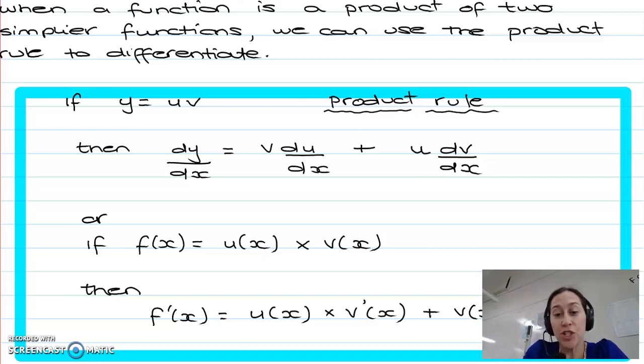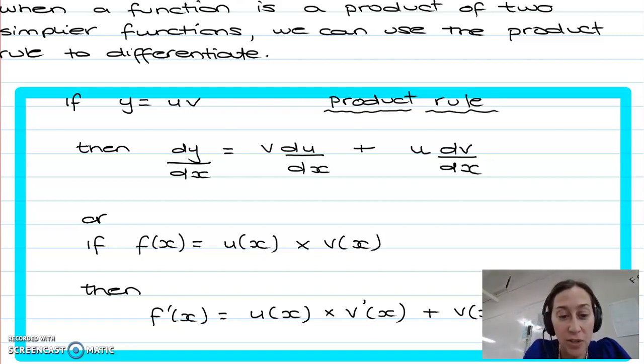So pretty much the product rule is a derivative rule that we use when we need to differentiate a function where it's a product of two simpler functions. By product, we mean there's two simpler functions that are multiplied together. So in front of you in the blue box you can see the product rule.